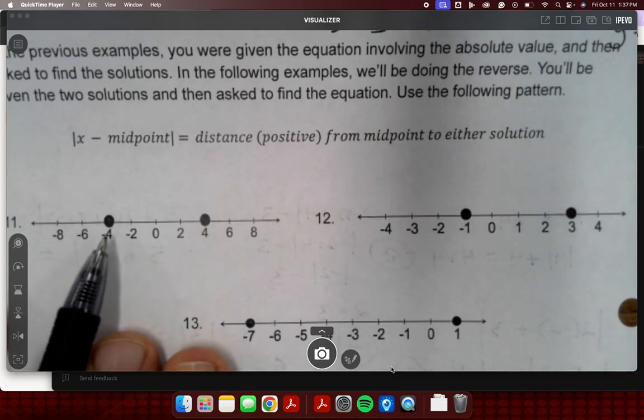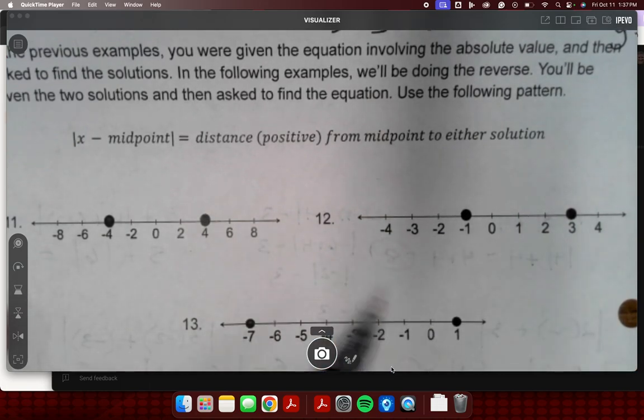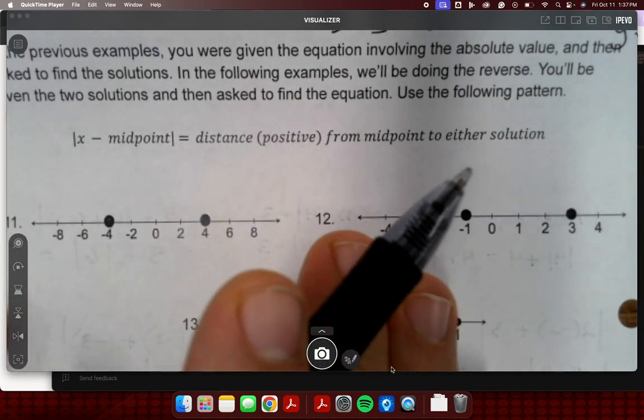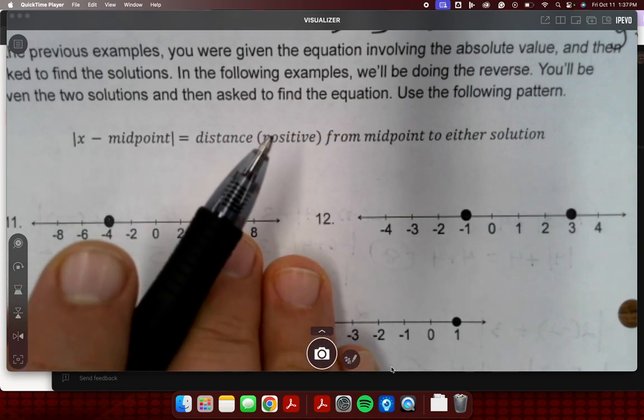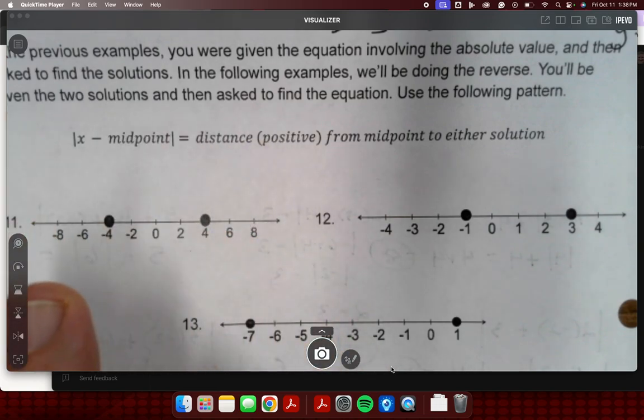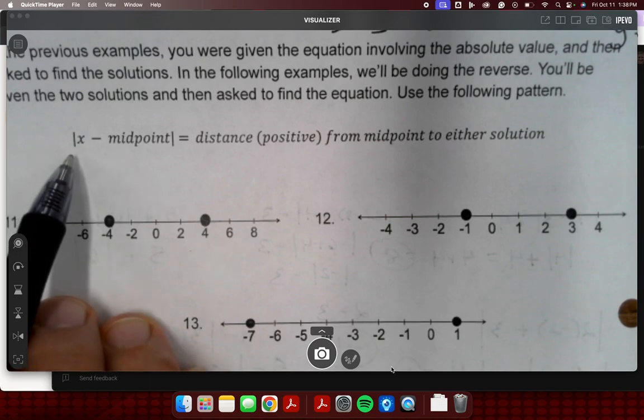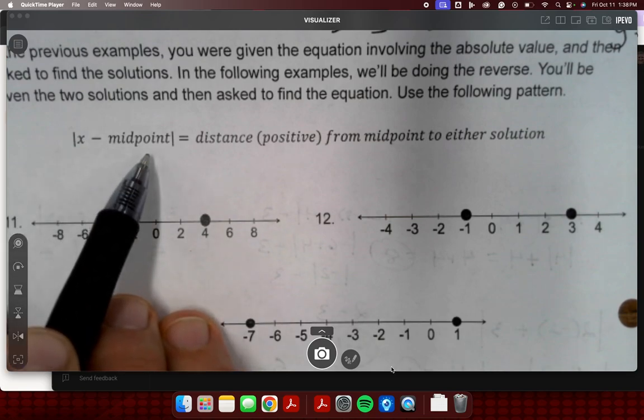So the good news is there's a very clear and repeated pattern with doing all problems like this, where they give us two solutions and we're to write the absolute value equation. Now, you have to memorize this. That's the only way to do this. And honestly, it's not super hard to memorize, but you won't be able to do this without memorizing it. So we always do the absolute value of x minus the midpoint.